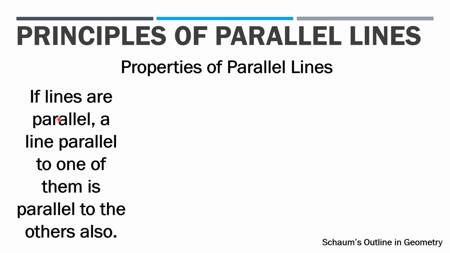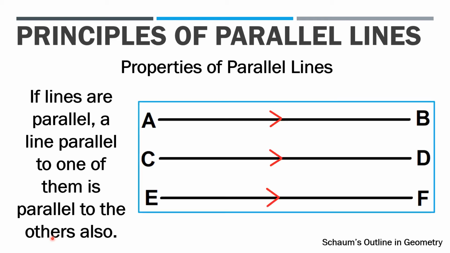If lines are parallel, a line parallel to one of them is parallel to the others also. In the illustration, if line segments AB and CD and EF are parallel to one another, then line segment AB is parallel to line segment CD and also to line segment EF.